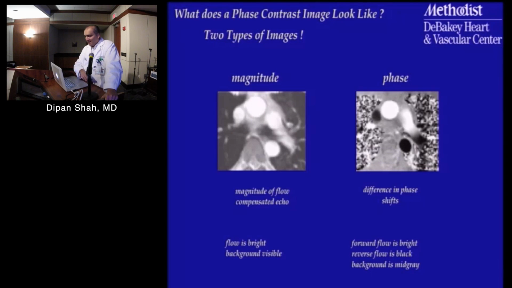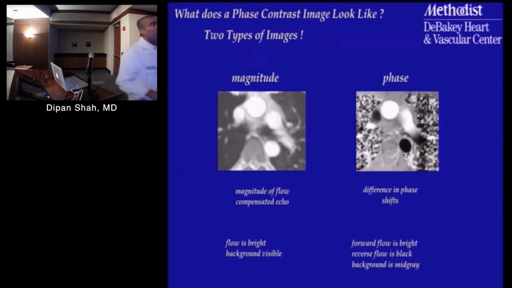Now, the intensity of the color is directly related to the velocity. So, for example, a higher velocity jet or higher velocity flow in the head to foot direction would show up as a brighter white versus a lower velocity flow, which would show up as a less bright white. And you can see an example of this.